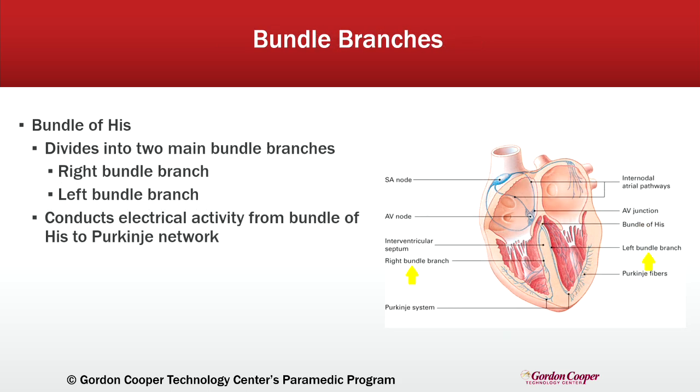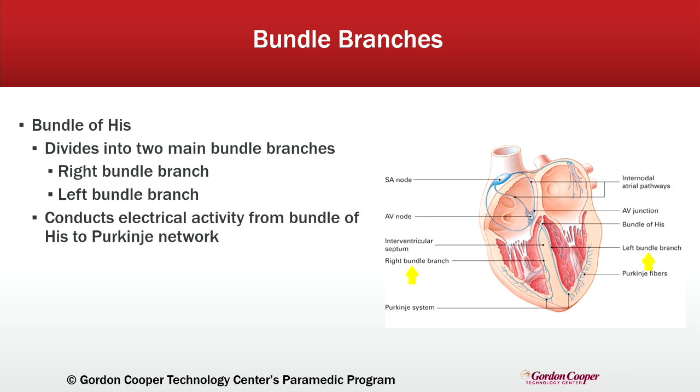All right, now that we've covered the bundle of His, let's move on to its next step in the conduction pathway. The bundle of His doesn't just stay as one single pathway, it divides into two main branches, the right bundle branch and the left bundle branch. These branches are like two major highways, one for the right side, one for the left side of the heart. They carry the electrical impulse from the bundle of His down to the Purkinje fibers, which are responsible for spreading that signal throughout the ventricles.